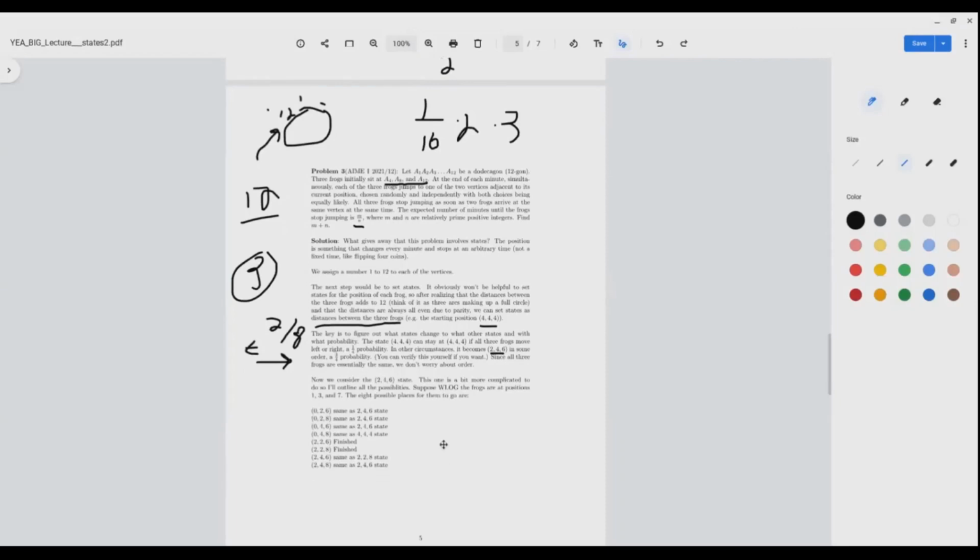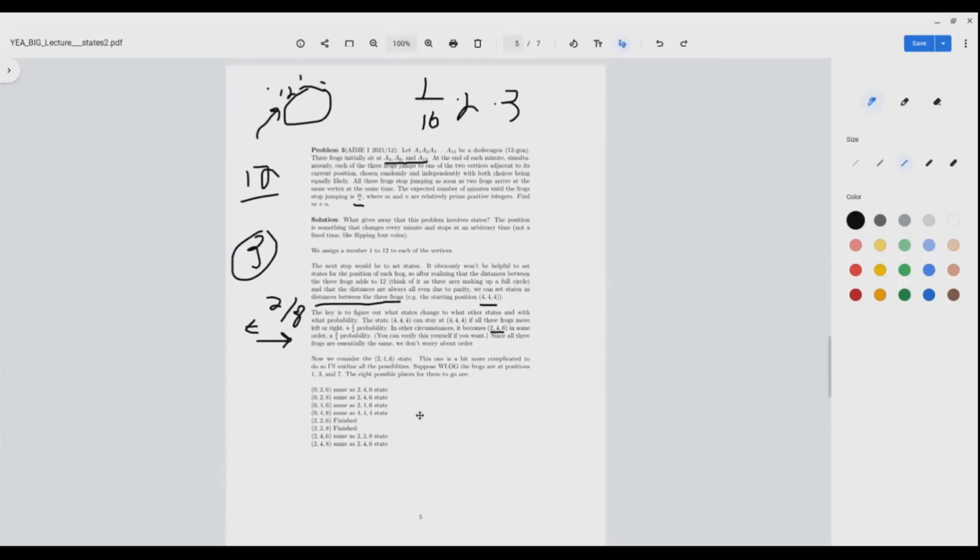Now we consider the 2, 4, 6 state, which is a little bit more complicated, so I'll outline all the possibilities. Without loss of generality, the frogs are at positions 1 through 7. The 8 possible places for them to go are 0, 2, 6; 0, 2, 8; 0, 4, 6; 0, 4, 8; 2, 2, 6; 2, 2, 8; 2, 4, 6; and 2, 4, 8. Then I wrote out which state these correspond to. For example, 0, 2, 8 corresponds to 2, 4, 6 because there's a distance of 2 between 0 and 2, a distance of 6 between 2 and 8, and a distance of 4 between 8 and 0.